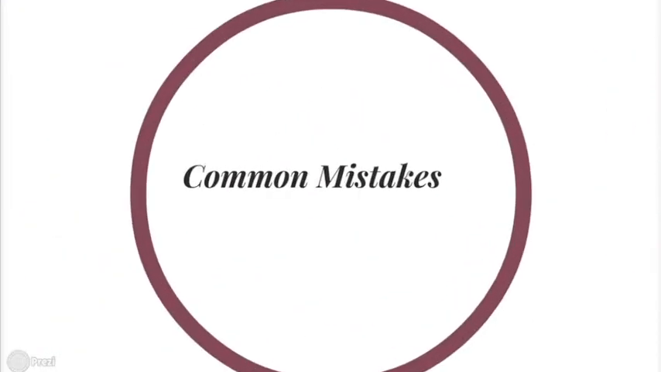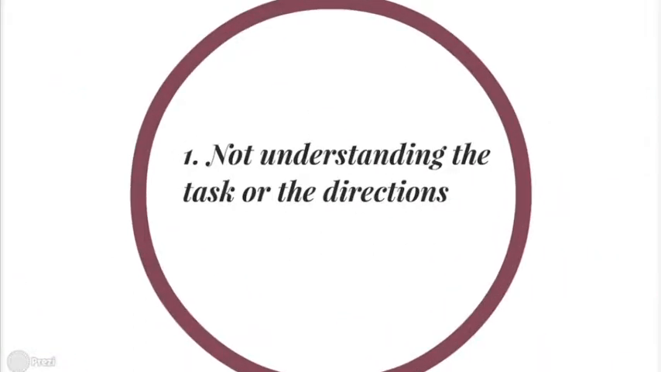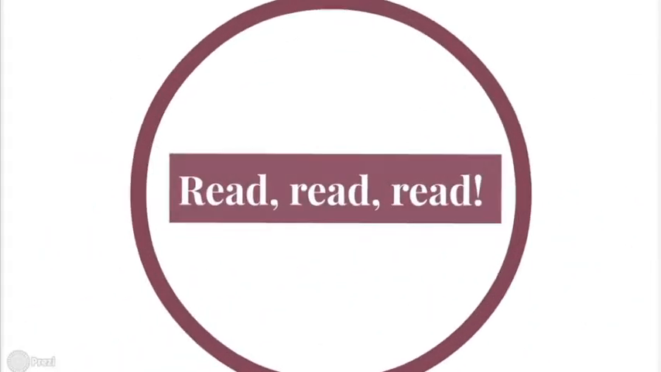Next, let's go over some common mistakes seen in essays, and this is kind of a compilation of my own experience and a variety of online sources that seem to confirm my thoughts on these common mistakes made in persuasive essays for the AP language. So the first mistake is not understanding the task or the directions, and really this is such an easy one to fix. The answer is to read, and then to read, and to read again, and to make sure you really, really understand the passage.